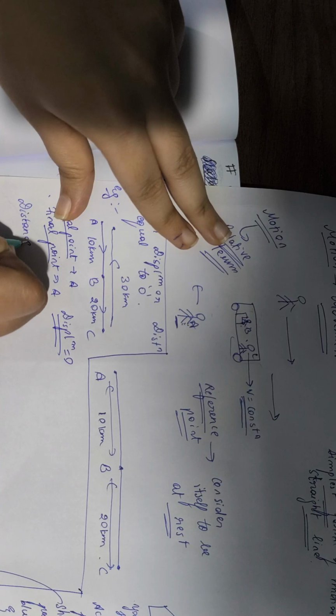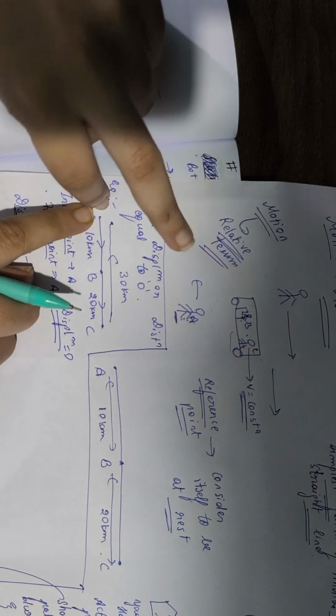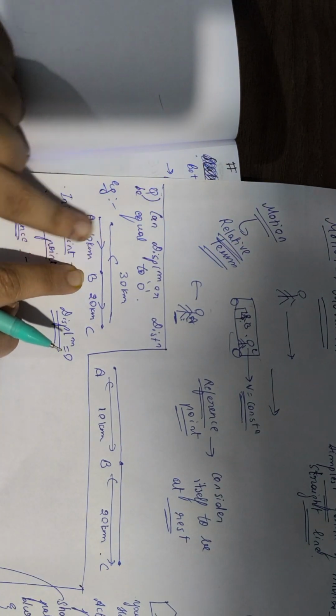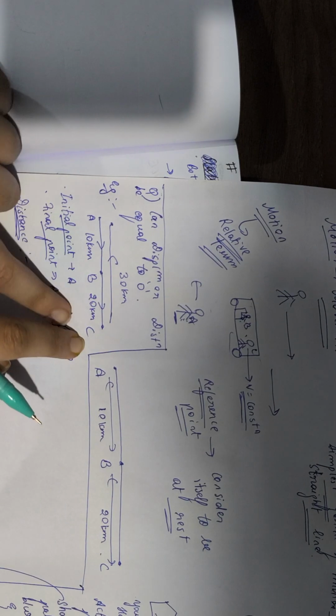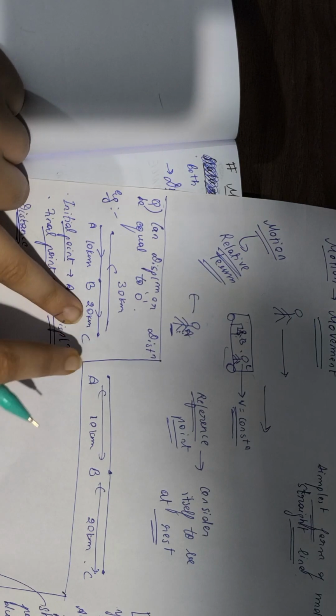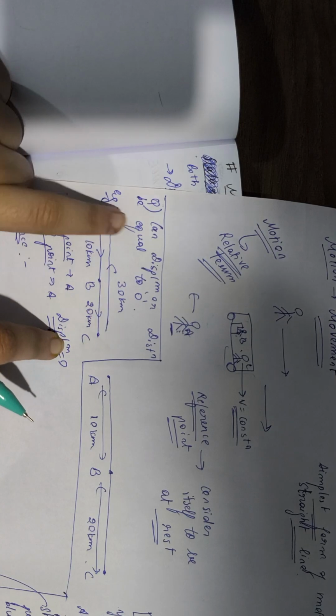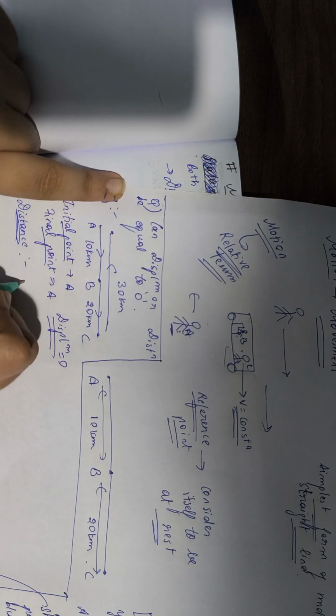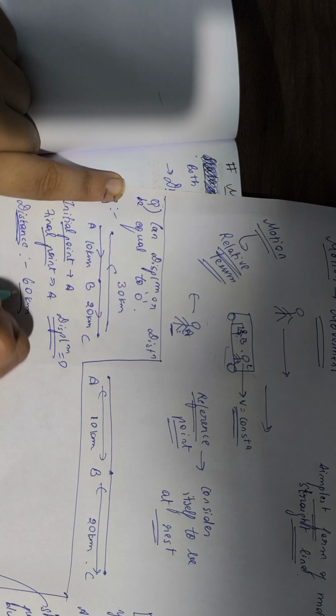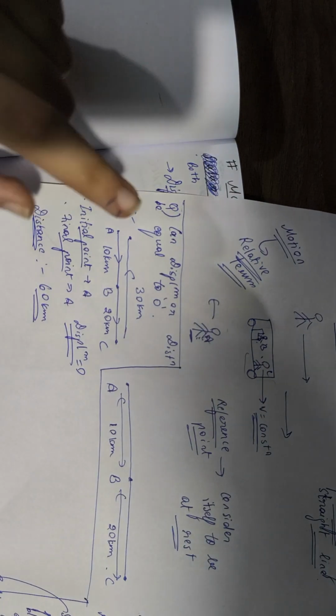Now distance. Calculate distance now. First he moved from A to B. A to B is how much? 10 kilometers. Then he moved from B to C. What is B to C? B to C is 20 kilometers. Then he moved from C back to A, 30 kilometers. How much did he travel total? 30 plus 30, 60 kilometers. Getting the point?